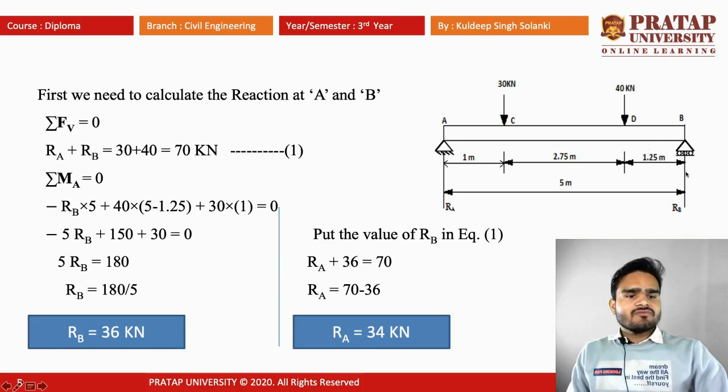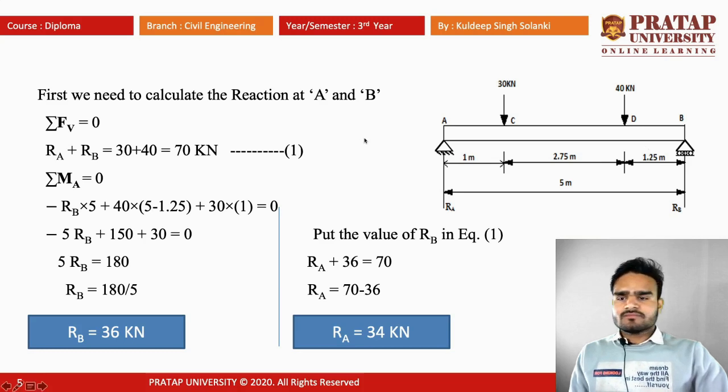Now calculate the moment at A. First moment is RB. RB is an anti-clockwise moment, so it will take negative. The force is RB and the distance from A is equal to 5 meter, and this is an anti-clockwise moment. Plus 40 is the clockwise moment. For 40, the distance from A is 1 and 2.75, it means 3.75. This is a 3.75 distance.